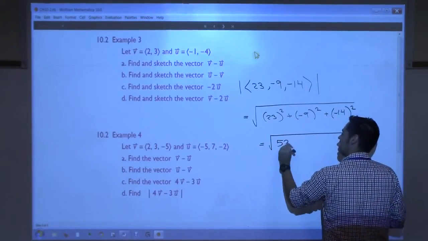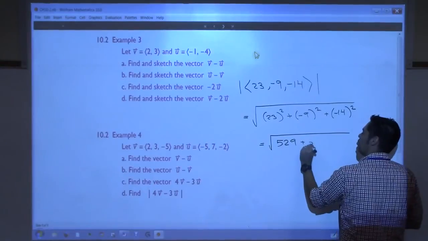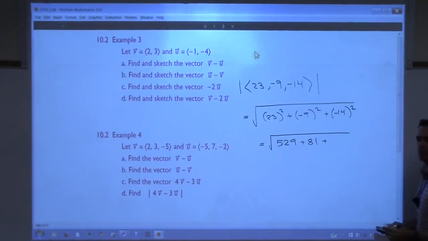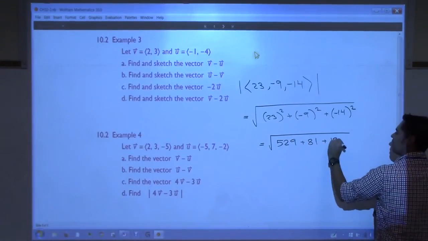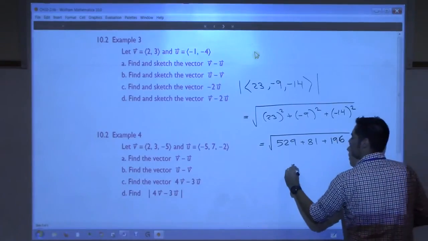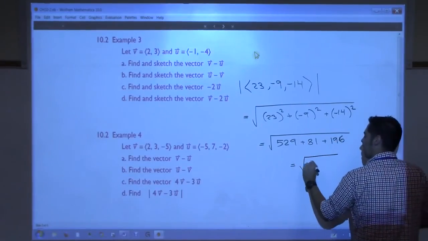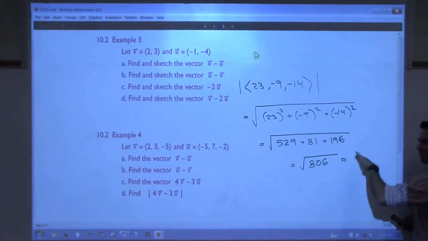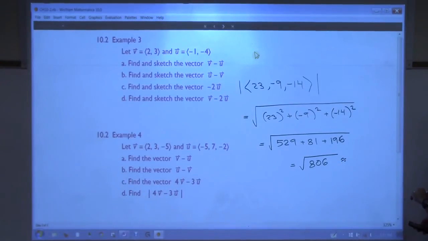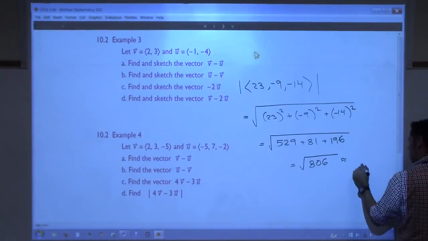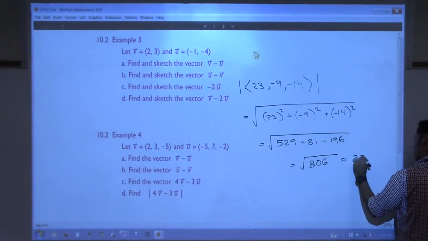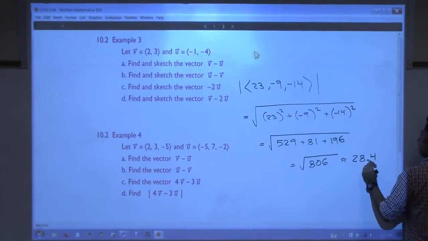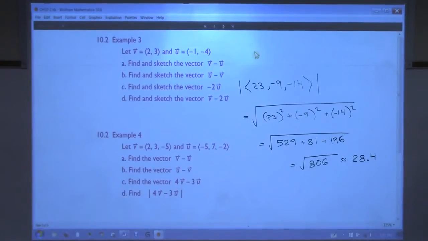529 plus 81 plus 196. Root 806, which is approximately, that's the exact answer, right? Oh, that's approximately, so we use the wavy equal sign to let everyone know this is an approximation. 28.4. The vector would have a length of 28.4.